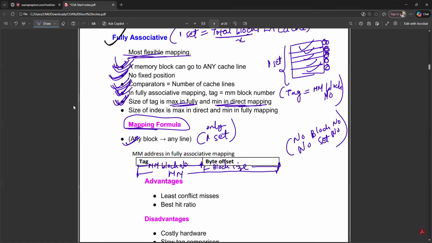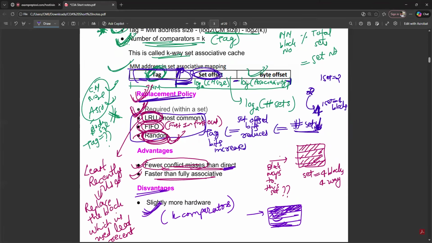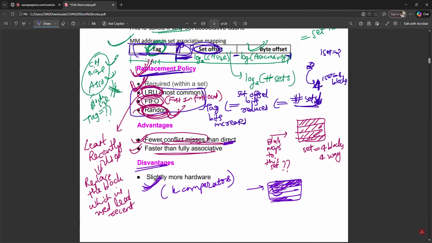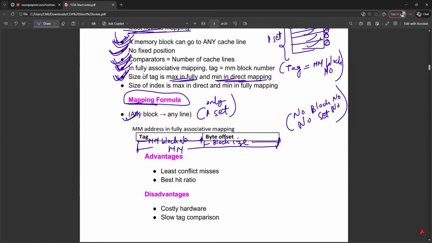Why is it minimum in direct mapping, and why not in set associative? Because in set associative, sets come into the picture, so these bits will be reduced further. As the number of sets increases, the set offset bits decrease, so the tag will be increased. Very good concept.